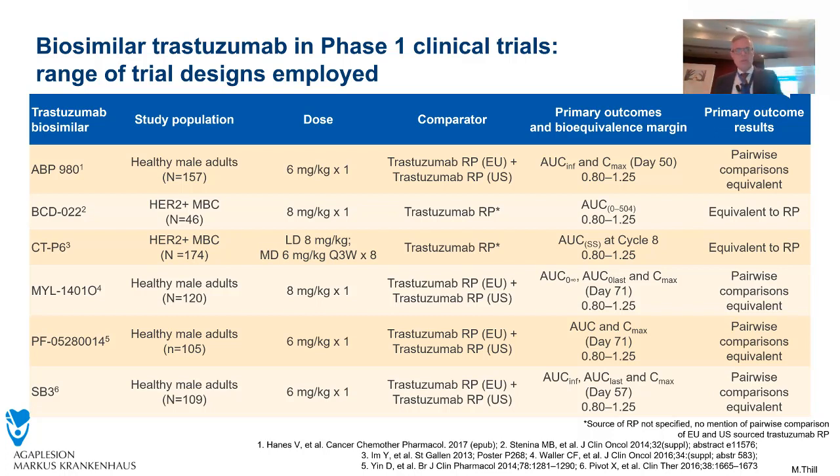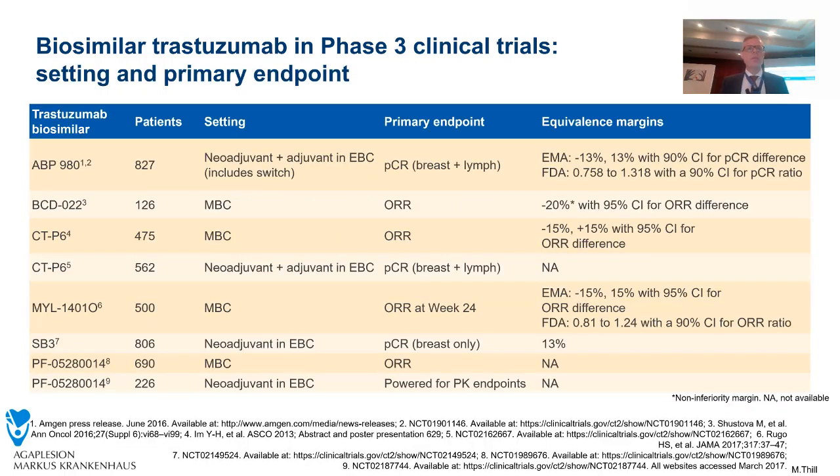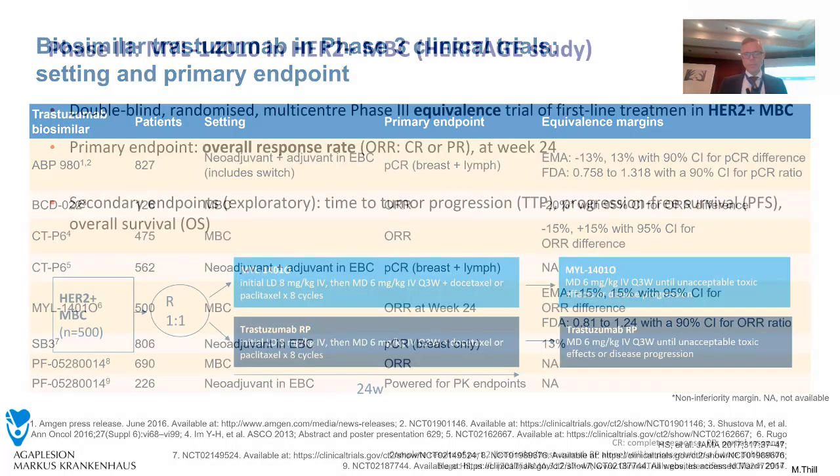So this is just to give you an idea that there are several studies done in phase 1, some more in phase 1 regarding safety, and I think more interesting is what was done regarding clinical trials in different settings. So you see there is a study ABP 980, so this is an Amgen product in a neoadjuvant adjuvant setting. Then we have the BioCad and the Celltrion product in metastatic setting, and Celltrion learned the lesson and conducted a study in neoadjuvant and adjuvant. The Mylan study was done in metastatic, and so on.